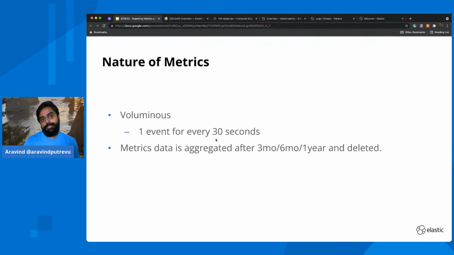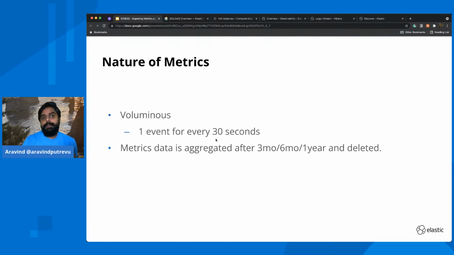And then the metrics are voluminous in nature. They are abundant, and the volume varies based on the interval or the sampling rate that you are collecting. Say if you are collecting every 10 seconds or every 1 second, it will be so much. And even if you are collecting every 30 seconds or so, you will still get a lot of events, and you might want to understand a trend that is happening via these metrics.